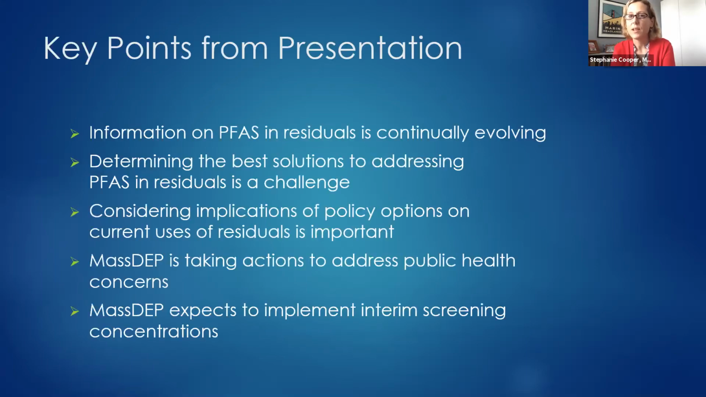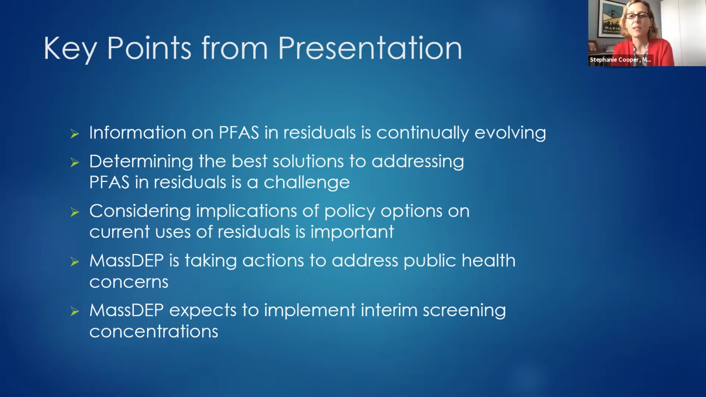And the next slide, I just decided as I listened to this presentation with fresh ears that I want to rename the title of this slide, and I would call it Key Framing Considerations for the Process that we've embarked on with you today, rather than key points that we actually underscored in the presentation. So clearly the information on PFAS and residuals is evolving. And as you saw, especially from what Jennifer and Mark just presented, figuring out what's the best solution is a very complicated enterprise.